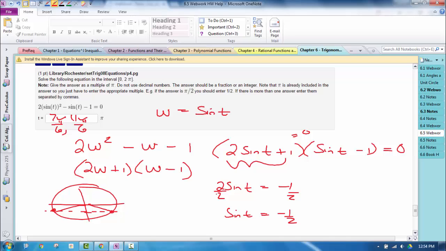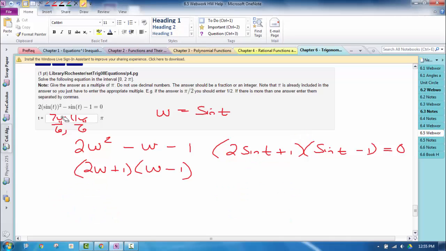And then I also have to get the other one. Now actually it doesn't want the pi here, so let me take the pi out because it's got the pi on the end here. So I just need to find the other solution that comes from this one.